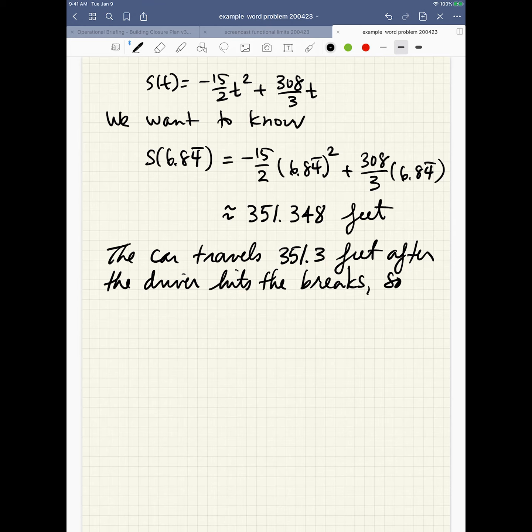So, since the animal was between 350 and 375 feet away from the car when the driver saw it, we're not sure if the animal is okay. All right, because the car travels slightly more than 350 feet.